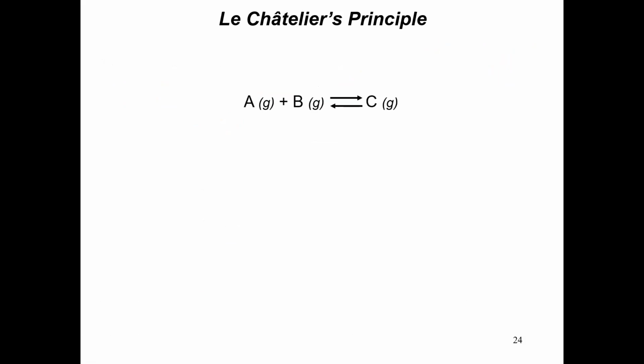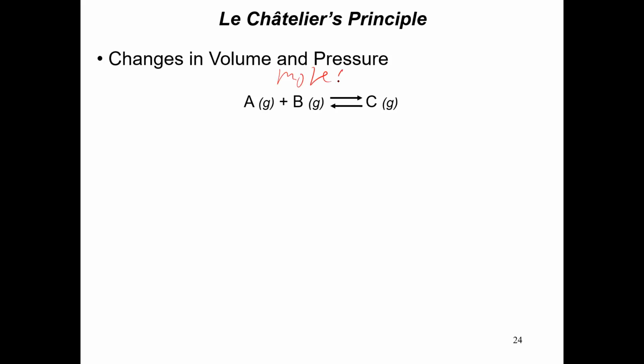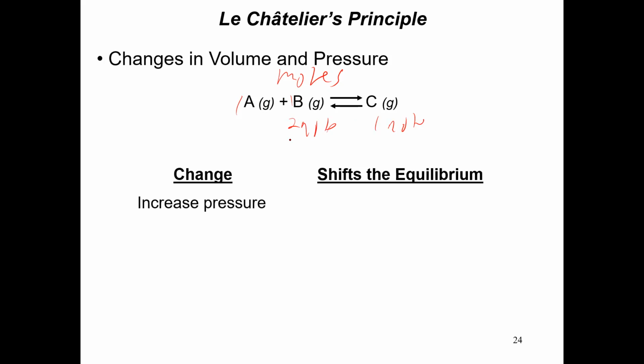Now, Le Chatelier's principle is summarized by that, with changes in volume and pressure there. You have two gases. This would be based on the number of moles of each gas. So this would have 1 mole here and 1 mole there. So that would be 2 moles goes to 1 mole. Okay. So basically you increase the pressure. That's adding there. It'll shift it to the right where it has fewer moles there.